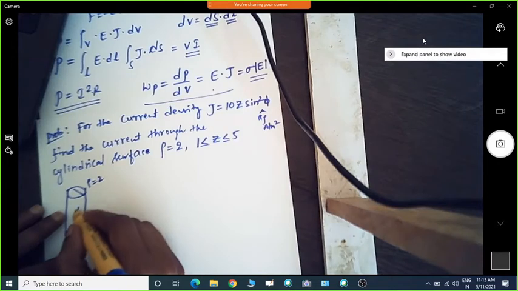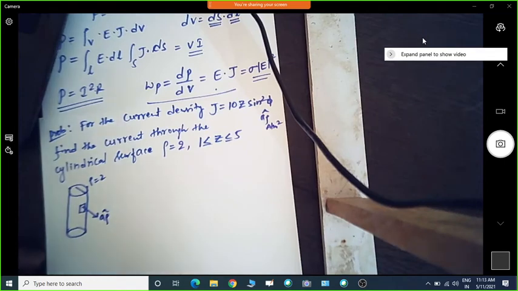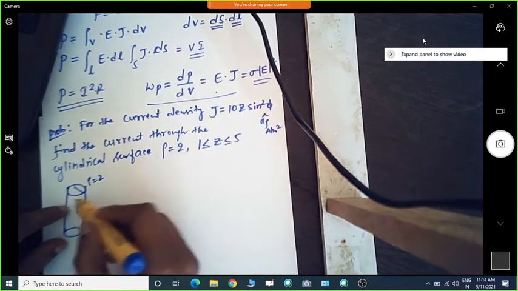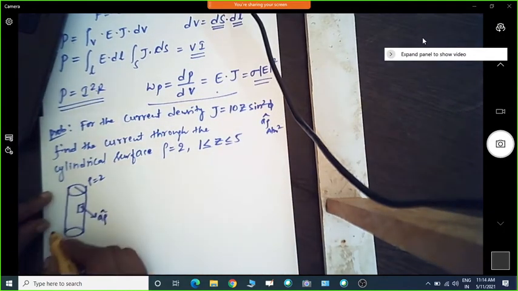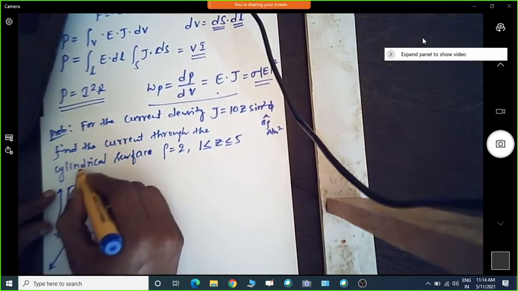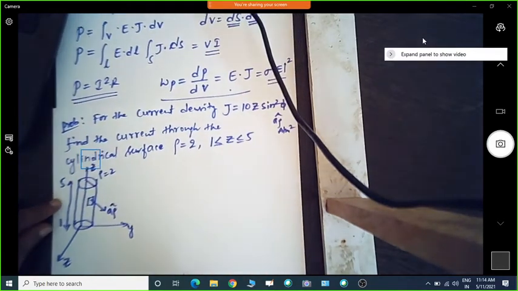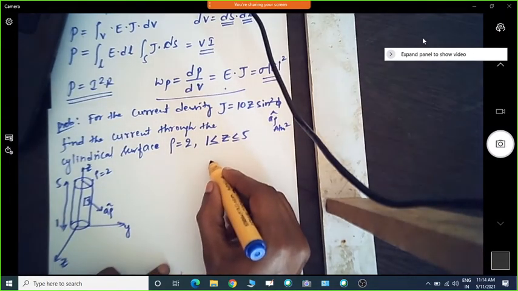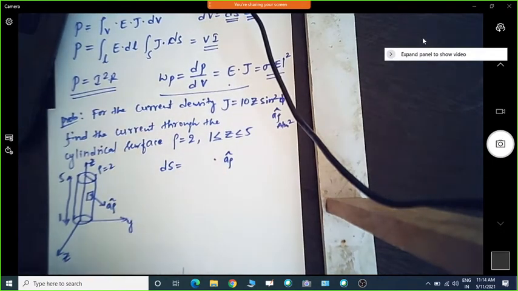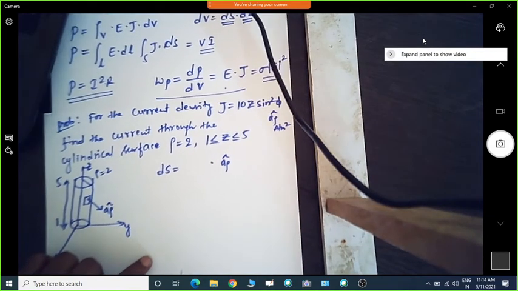So if I take a small surface area which is perpendicular to the direction of rho, now we have to find out this surface, which varies with respect to phi and z. The z value is varying from 1 to 5. Now we have to find out the differential surface area in the direction of unit vector rho, perpendicular to this. So this surface area we need to find out. What is ds with respect to rho?